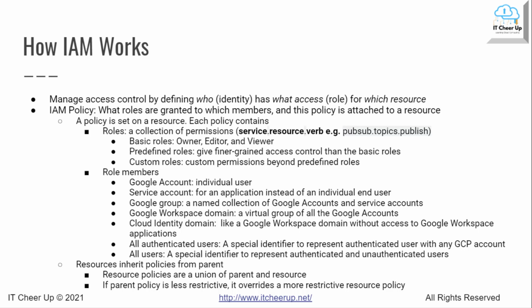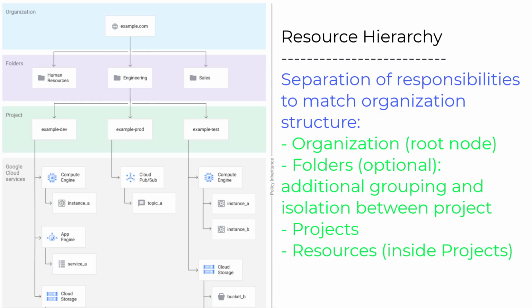In IAM, you grant access to members. Members can be a Google account for the individual users, a service account for an application instead of individual end user, a Google Group, a named collection of Google accounts and service accounts, a Google Workspace domain, a virtual group of all the Google accounts, a Cloud Identity domain, like a Google Workspace domain without access to Google Workspace applications, all authenticated users, a special identifier to represent authenticated users with any GCP account, and all users, a special identifier to represent authenticated and unauthenticated users.